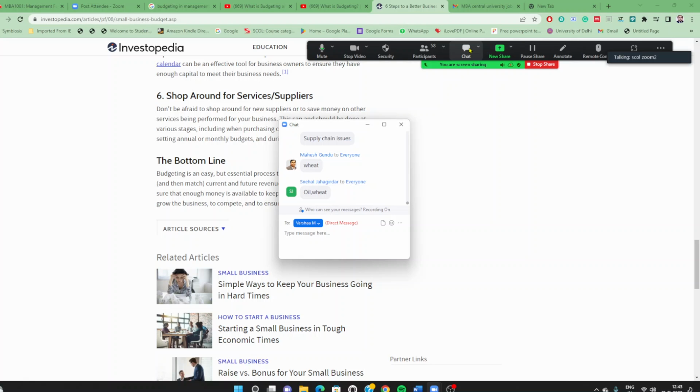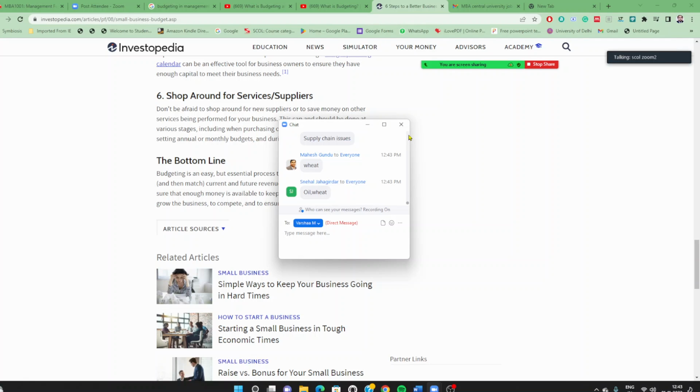Snehal has rightly pointed, Mahesh has also pointed out correctly. Wheat, they are a huge manufacturer or supplier of wheat. And Russia, what they did, they destroyed most of their farms, or they cut the supply chain. So it has an impact on wheat prices globally, right? So this type of thing is very difficult to predict.